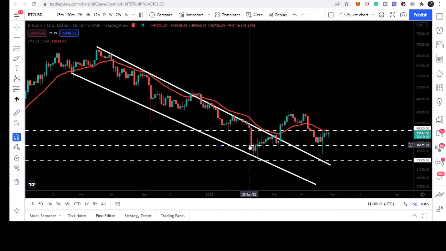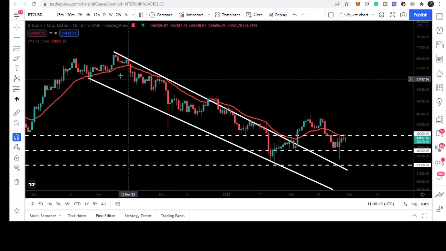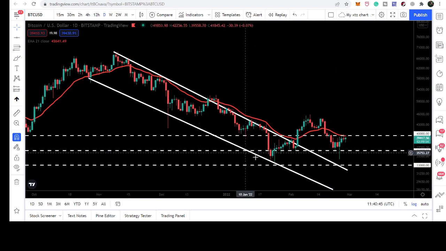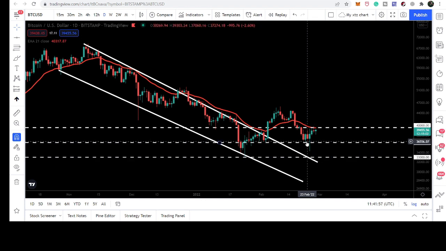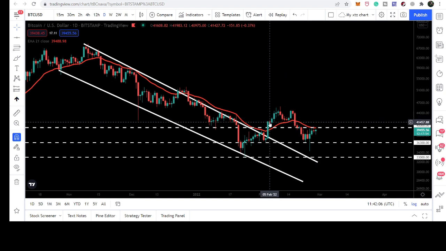By the way, right now I am on the daily time frame, and we can see that we have already broken out this very big down channel, and we have already tested this support of $36,300, and we have a very strong support here at $33,000. And now after testing the support of $36,600, we are moving up and breaking out the next resistance of $40,000 in this red line, that is the exponential moving average 21.